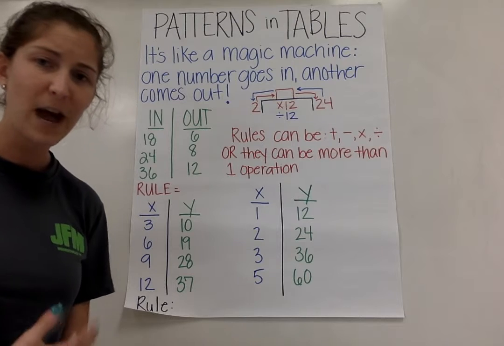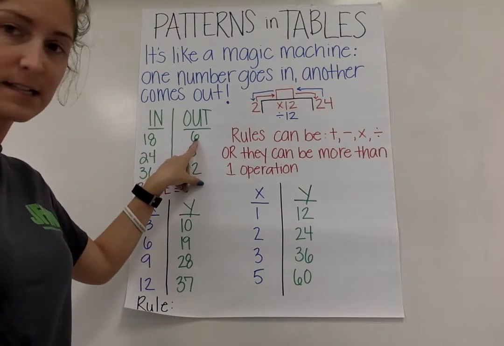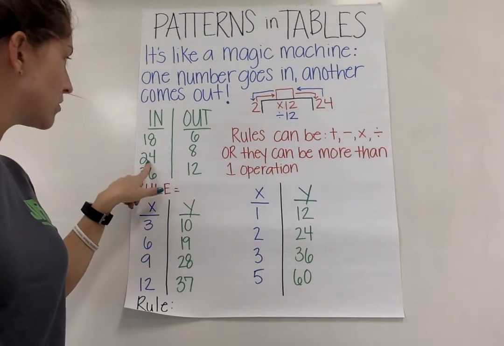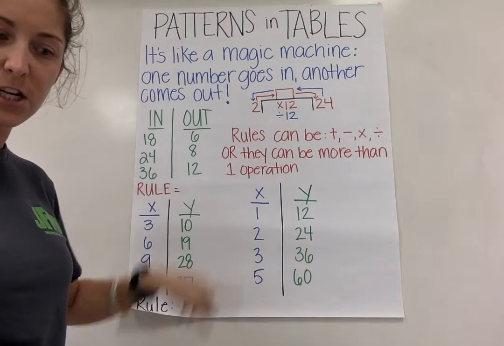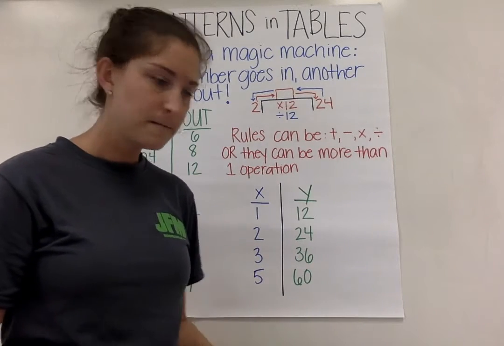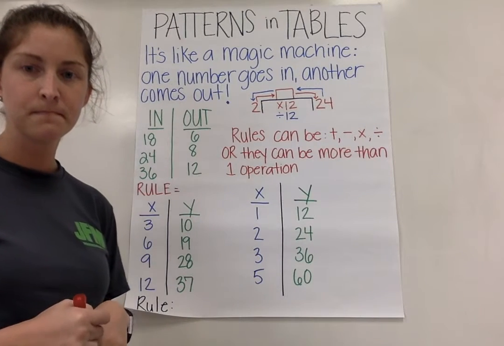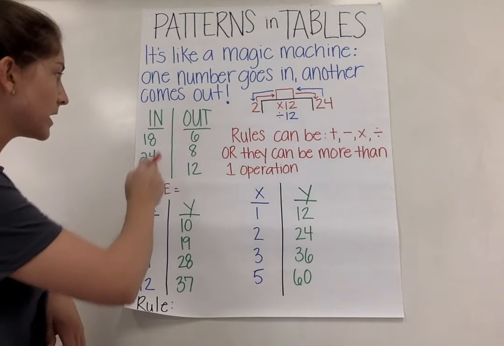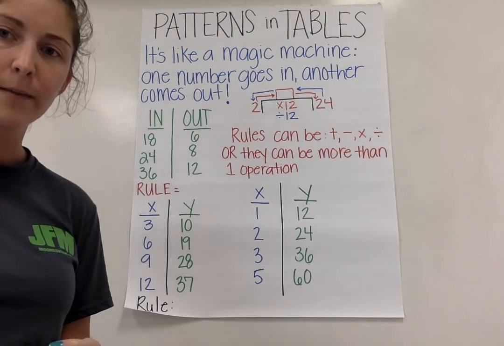So look at the pattern there. What could you do to 18 to get 6? What could you do to 24 to get 8? What could you do to 36 to get 12? So take a second, think about that. So what do you think? What could I do to 18 to get 6? Add, subtract, multiply, or divide?